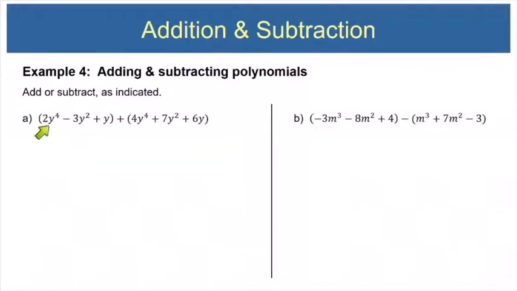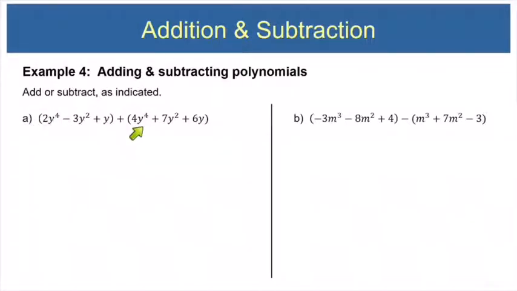So this first one is 2y to the fourth minus 3y squared plus y, that's one polynomial, plus 4y to the fourth plus 7y squared plus 6y, and that's our second polynomial. But notice that these parentheses, all they're doing is holding the three terms together. So they're saying these three terms make a polynomial and these three terms make a polynomial. But really, algebraically speaking, they're not doing anything. There's no power on these parentheses and there's no coefficient that needs to be distributed. So we really can just pretend they're not there. And we can just combine like terms.